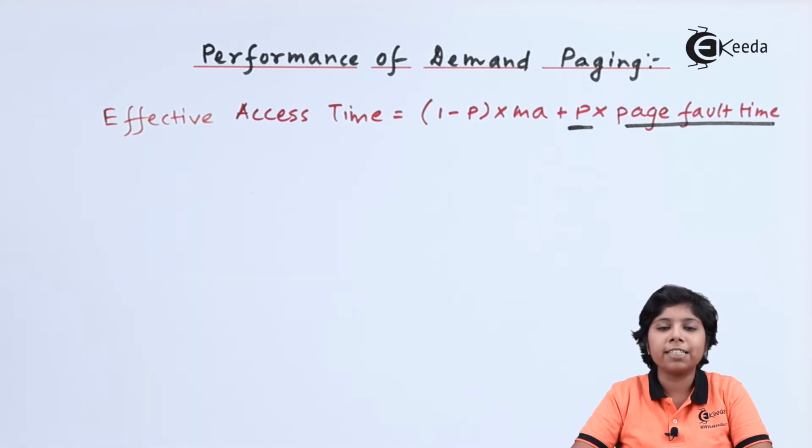Now, in every case, there are three major components or problems that are faced with demand paging. Number one is the time for servicing the page-fault interrupt.